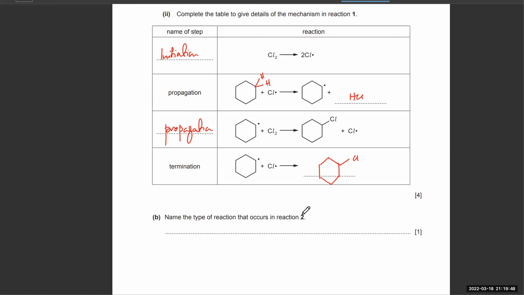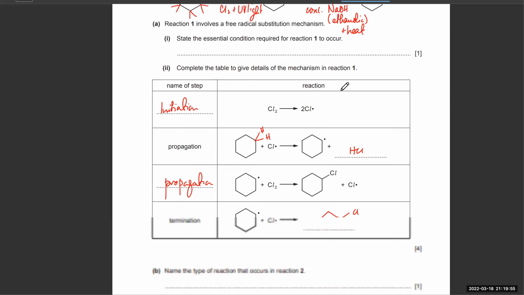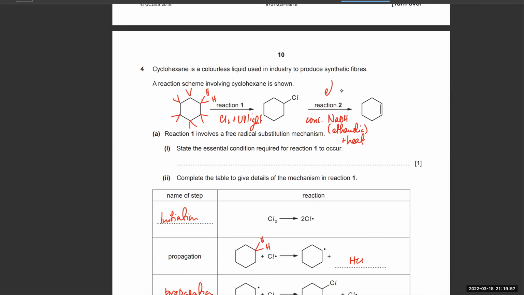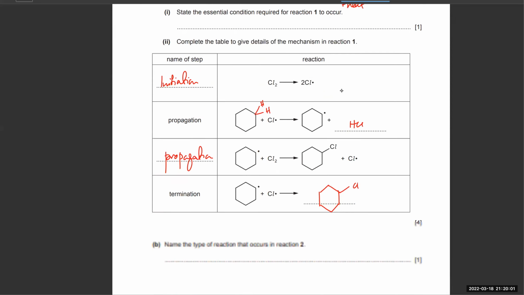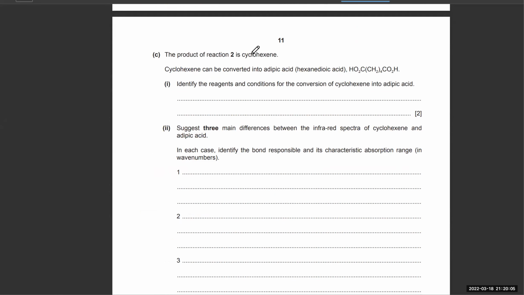So name the type of reaction that occurs in reaction two. So that is elimination. This one over here is elimination. And then you have the product of reaction two, which is cyclohexene. Cyclohexene can be converted into adipic acid, which is this one.